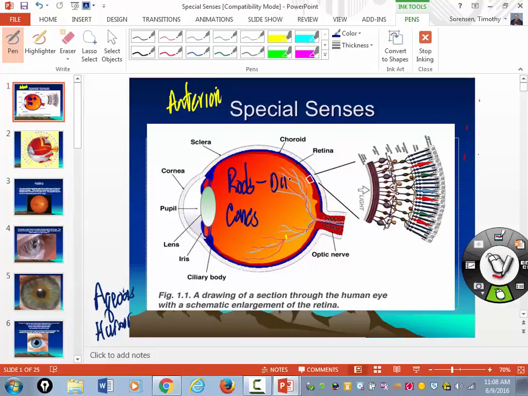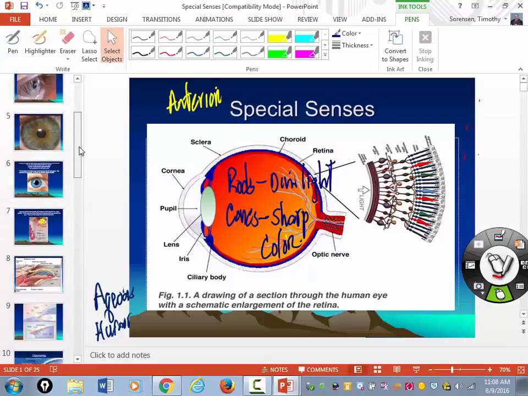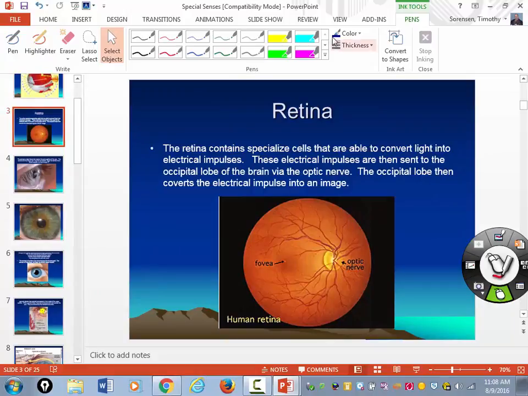Rods are seen in dim light and are used for night vision. That's why people with glaucoma, rods are affected first. The first sign of glaucoma is loss of night vision. And then cones are for sharp vision, and they see in color. Now, when you're studying for, not this class, but probably another class, watch. If you looked at something straight on, the greatest concentration of rods and cones is in the fovea. So looking at something directly gives you the sharpest vision and the most detail.